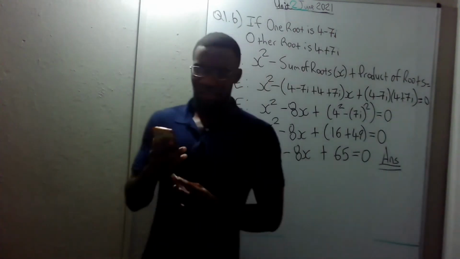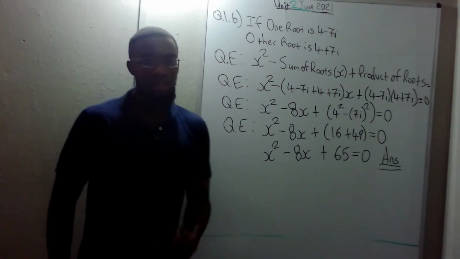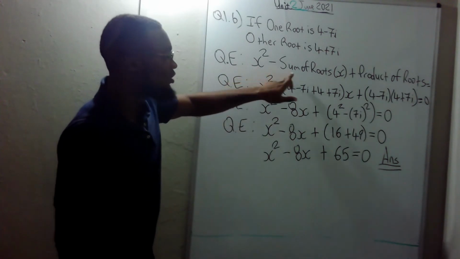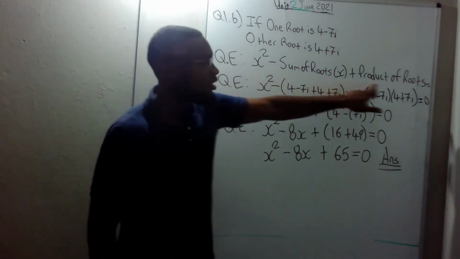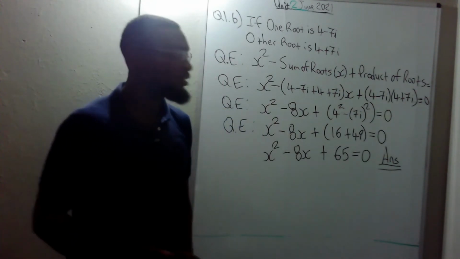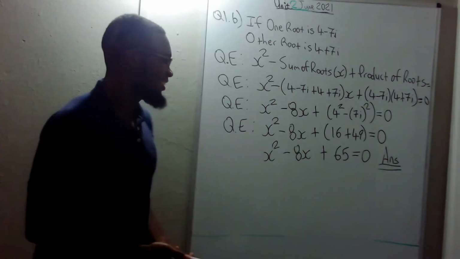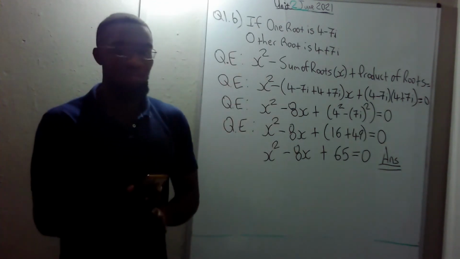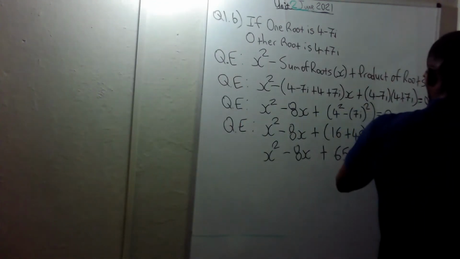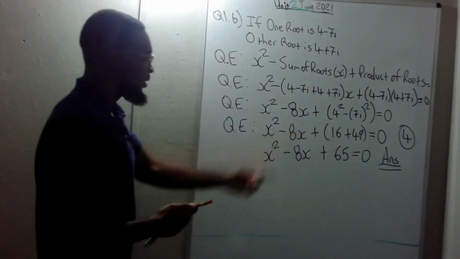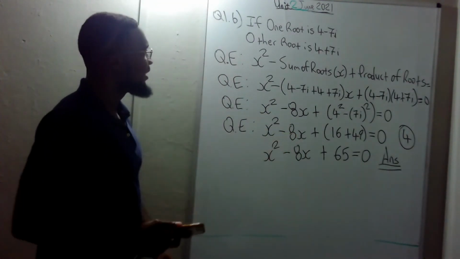So that's it. We just have to remember that a quadratic equation is written in the form x squared minus the sum of the roots times x plus the product of the roots equals 0. Once you remember that, this question is quite easy. Alright, and this question will work 4 marks. That's that right there, 4 marks for this. Nice.